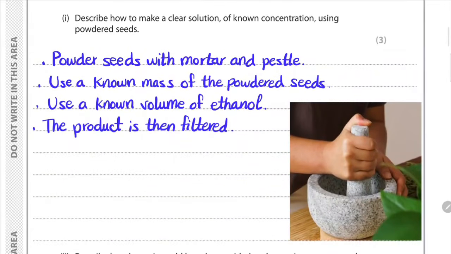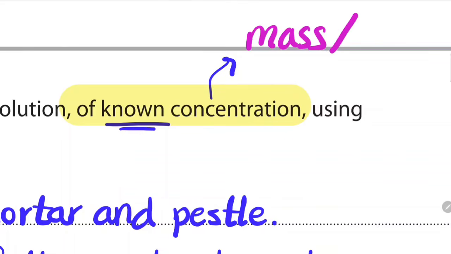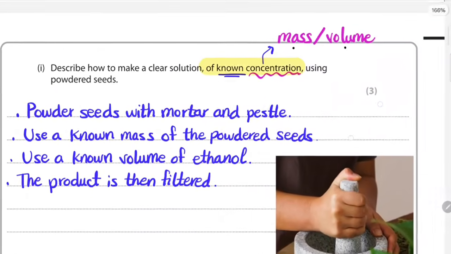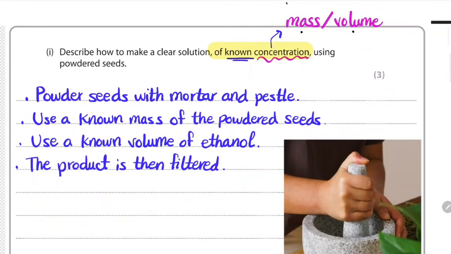First question is: describe how to make a clear solution of known concentrations. So take care of these slight details in the question. It needs us to get a known concentration. So what is the concentration? Concentration is a specific mass over a specific volume. So if I need the concentration to be known and controlled, I need to control two things, the mass and the volume.